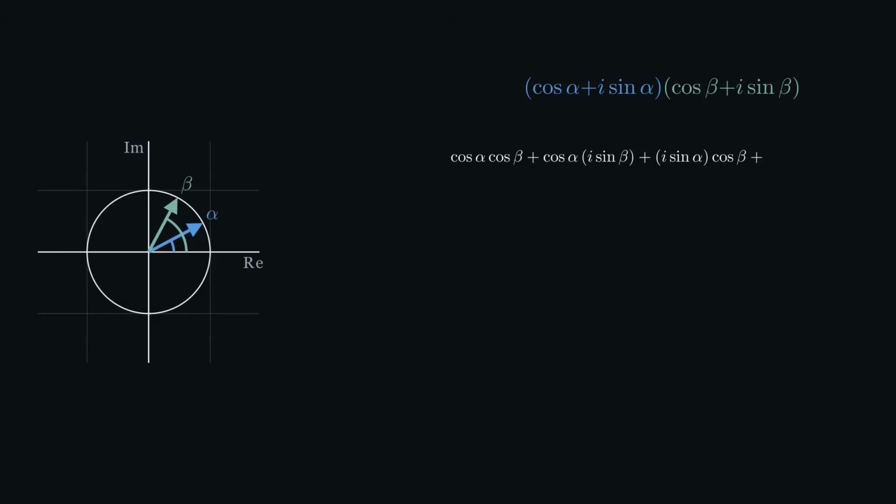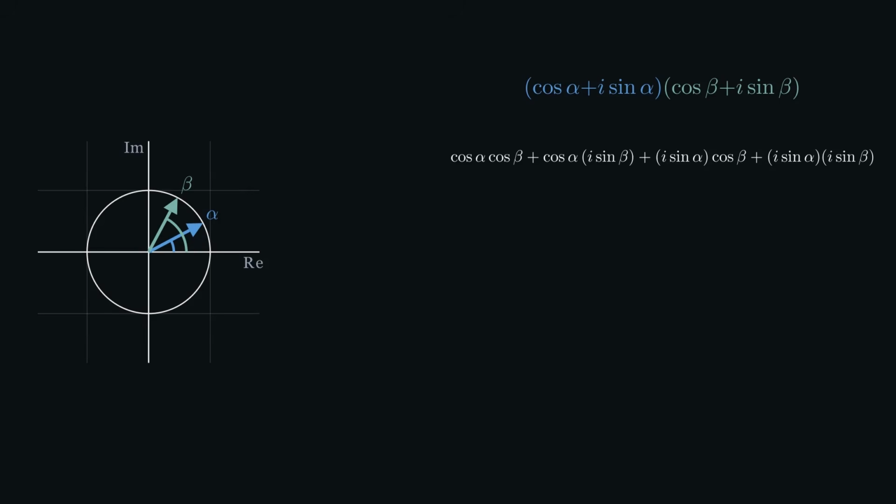Now here's the question that cracks it open. What happens when we multiply 2 of these together? Let's keep it clean and use 2 numbers that both sit on the unit circle so their lengths are just 1. The first one has angle alpha, so it's cos α + i sin α. The second has angle beta, cos β + i sin β. 2 points on the circle, 2 directions, let's multiply them and just see what falls out. We expand it the way we always do, every term times every term. cos α times cos β, then cos α times i sin β, then i sin α times cos β, and finally i sin α times i sin β.